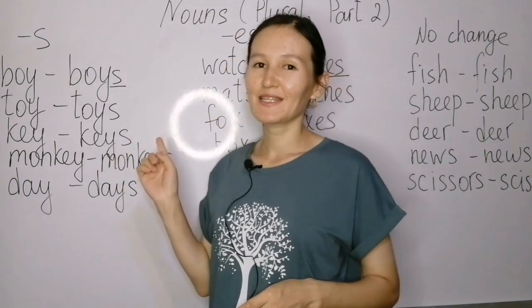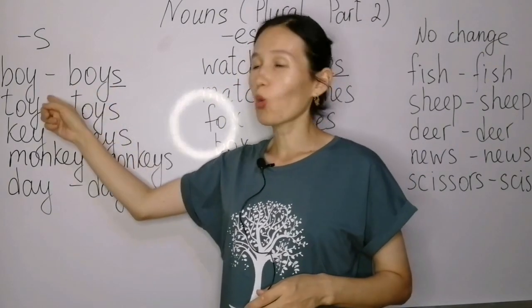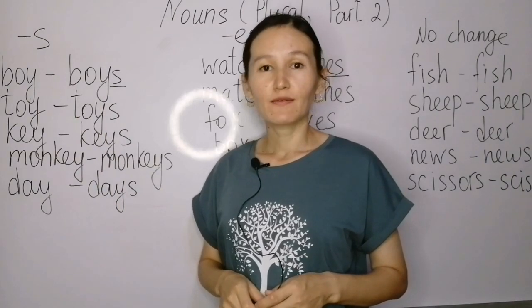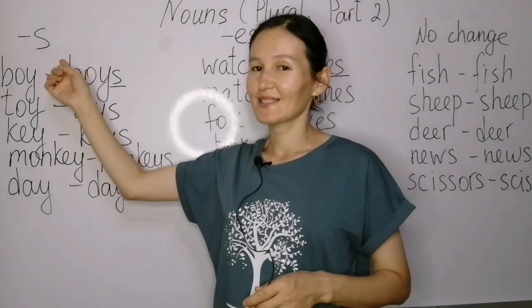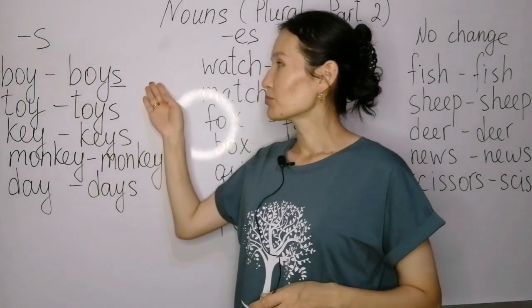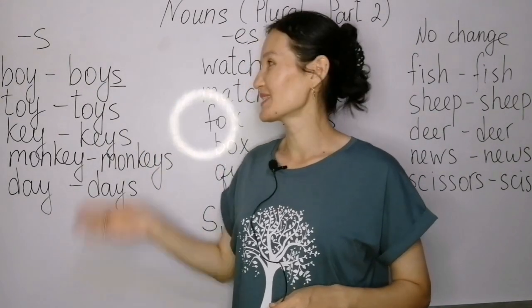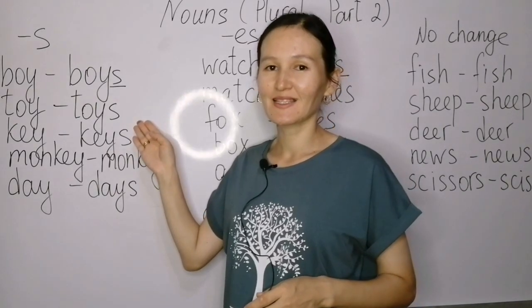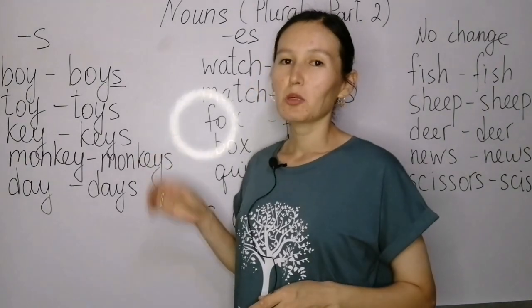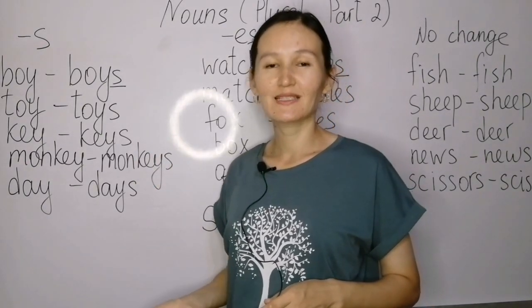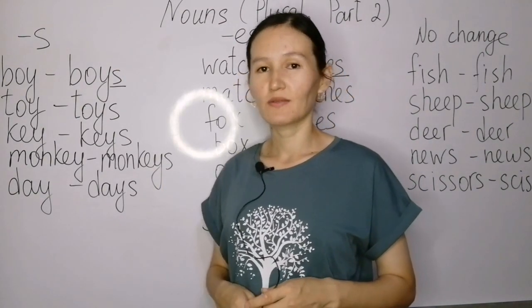So, in this case, we can see that all words finish with letter Y, right? All words finish with letter Y, and our task is to add s to make it plural. Boy, boys, right? It's a piece of cake. Boy, boys. Toy, toys. Key, keys. Monkey, monkeys. Or donkey, donkeys. And day, days. There are 7 days of the week.